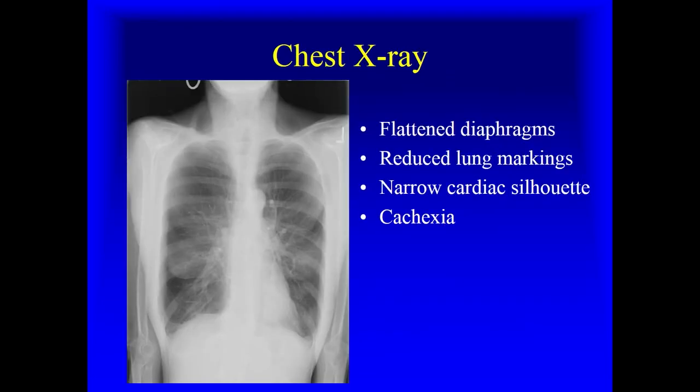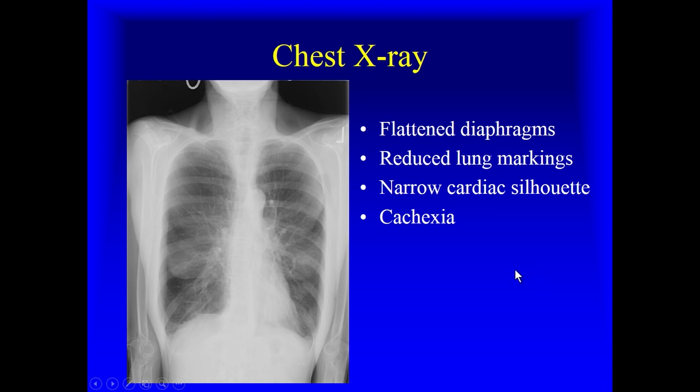Chest x-rays are often performed in patients with COPD. It may be actually better to examine for alternative diagnoses such as heart failure or bronchiectasis. Chest x-ray is fairly nonspecific in COPD, except in the most severe cases shown in this image, which shows flattened diaphragms, reduced lung markings, the narrow cardiac silhouette, and the reduced muscle mass or cachexia.